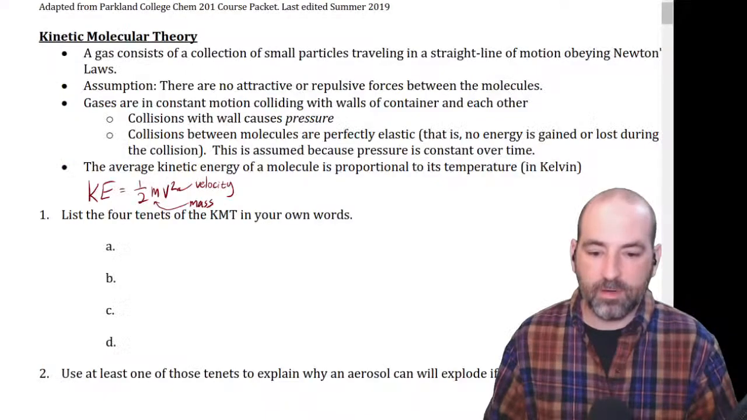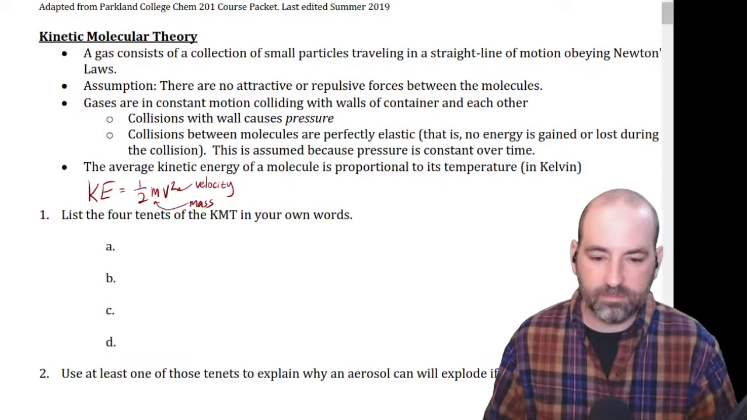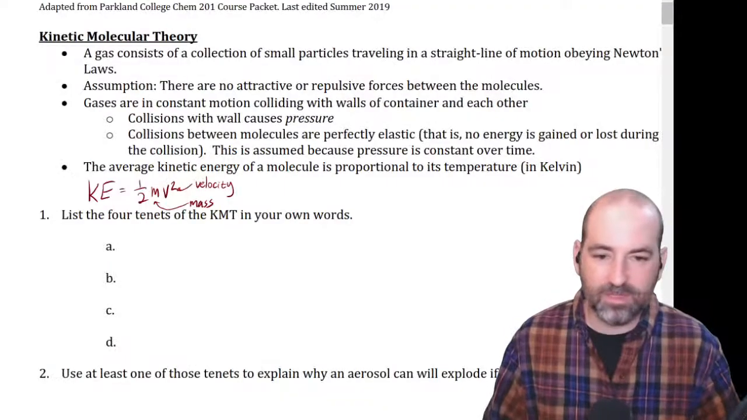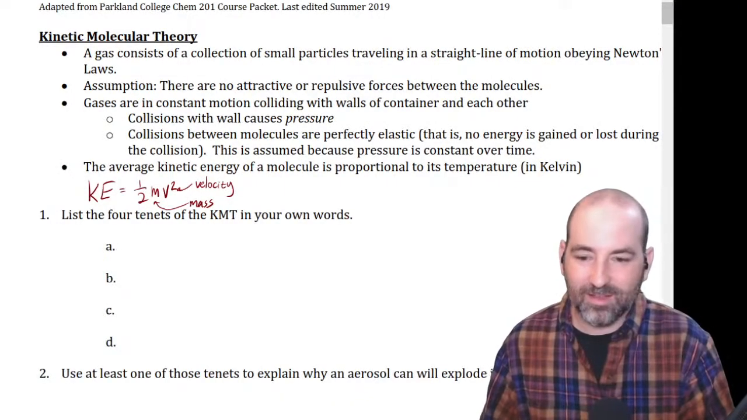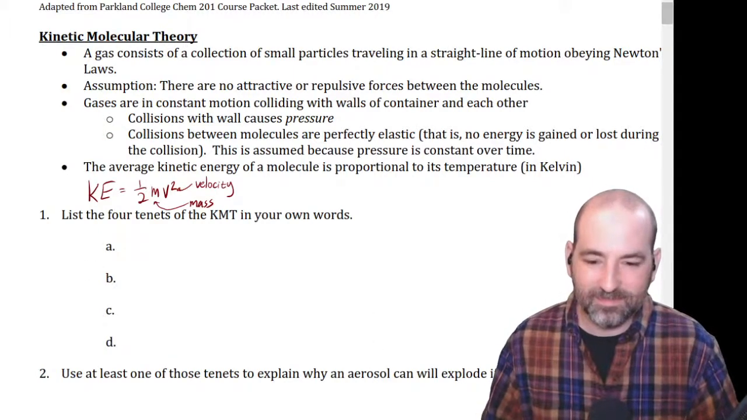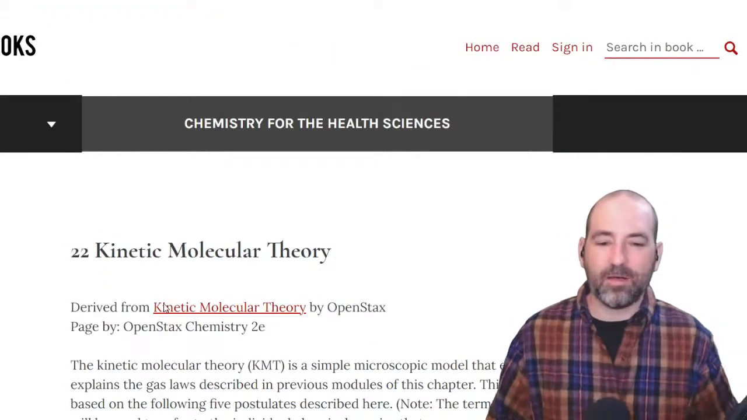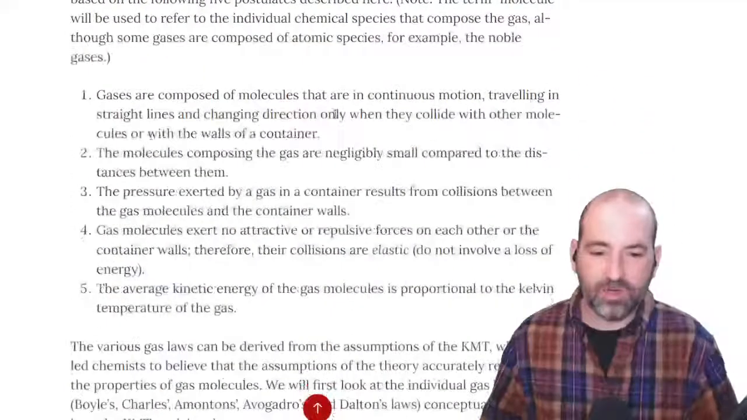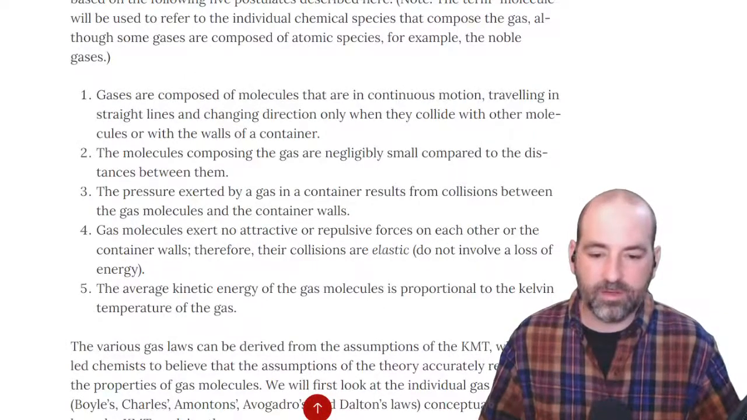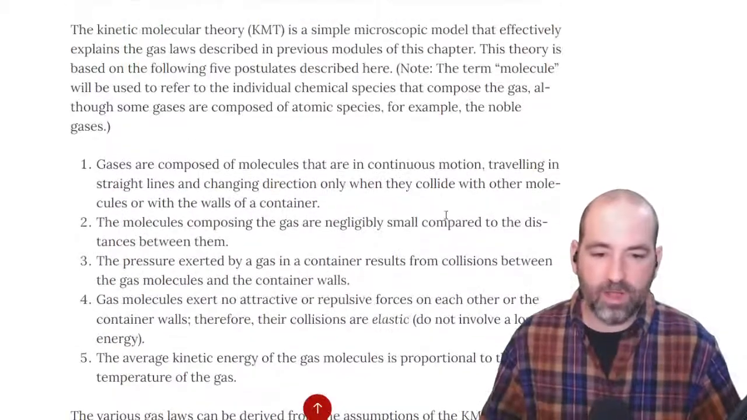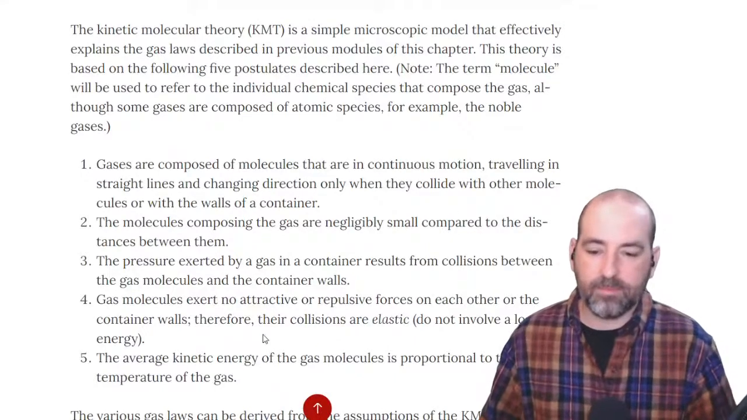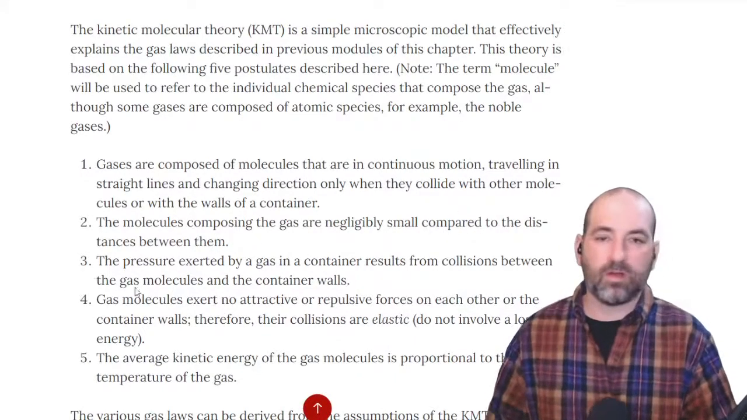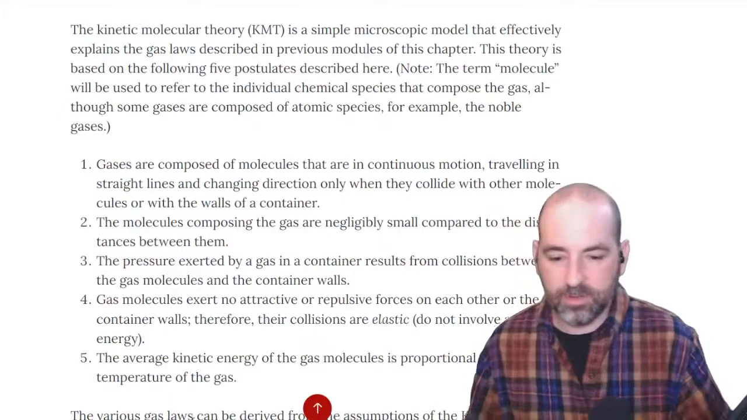I'm going to pull that up here. Okay, there we go. So here's the book, and there's a nice description of kinetic molecular theory here that you can look at as well if you don't like the way that I've worded it. But look some of that stuff up and then make sure that you can also retell that in your own words.